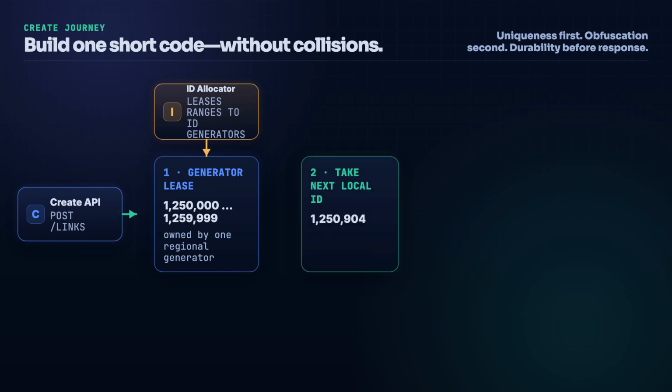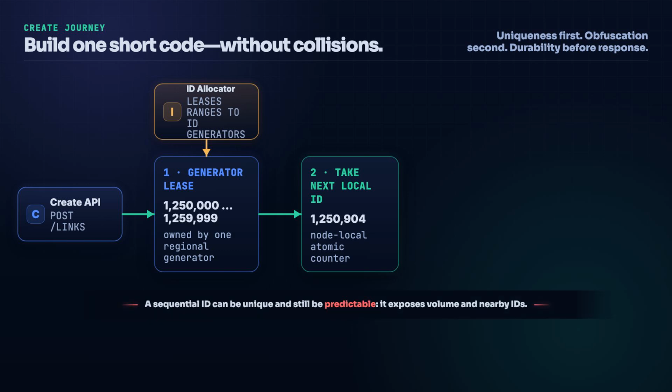The normal request now stays local. The generator advances a node local atomic counter and takes the next unused number from its own lease. For this request, that number is 1,250,904. This is all consume means here. Take one unused ID and advance the local counter so the node cannot issue it again. There is no global request time lock because this generator alone owns the range. After an uncertain restart, it must resume from durable progress or abandon the unused remainder rather than risk reusing an ID.